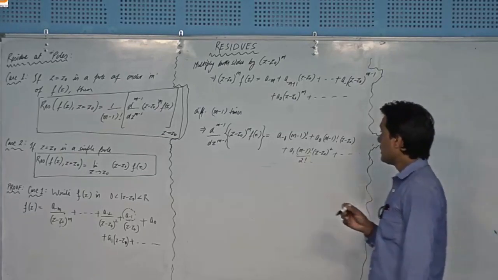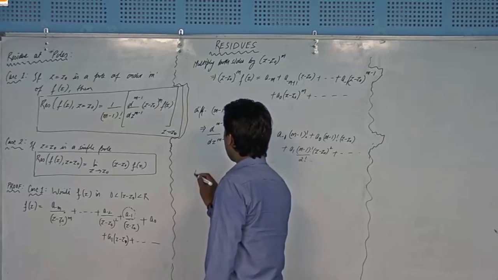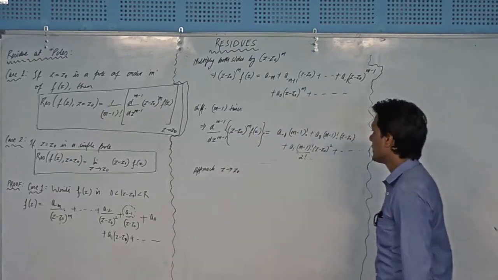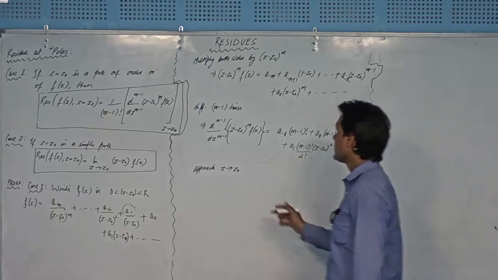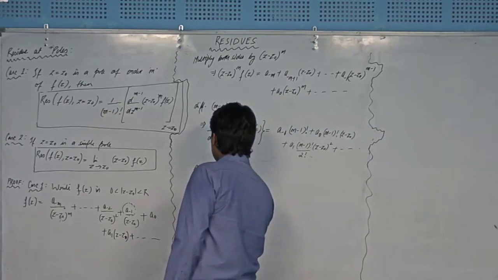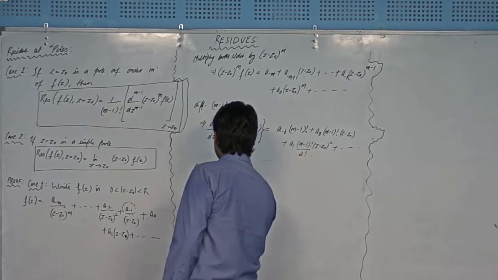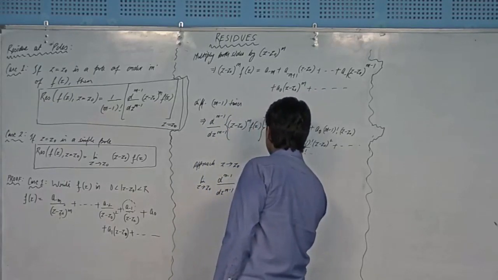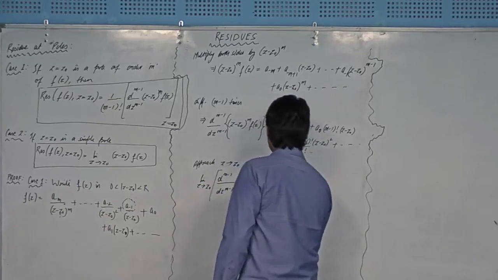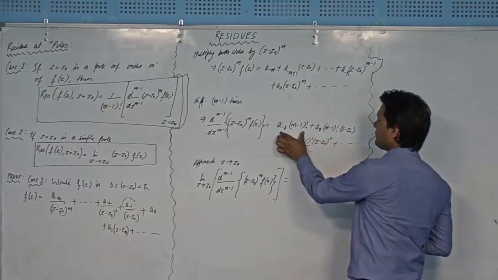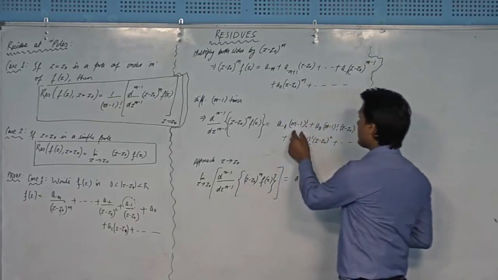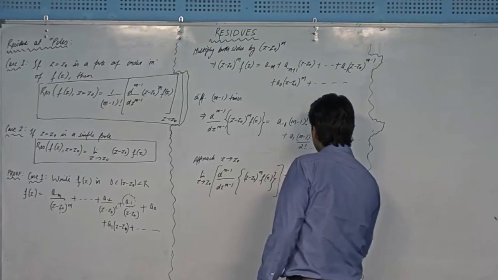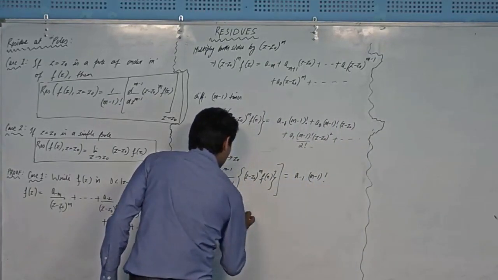Okay, now approach z tends to z_0, or you just put z equal to z_0 on both sides, right? You will get limit z tends to z_0 d^{m-1}/dz^{m-1} of (z - z_0)^m f(z), and you will see that all of these terms will go to 0. You will be left with this term only, right? a_{-1}, and here we are having (m-1)! factorial, right? And that (m-1)! can be taken here in the next step, right?